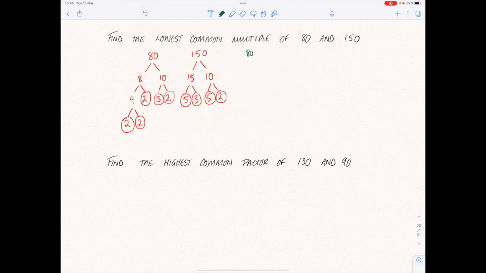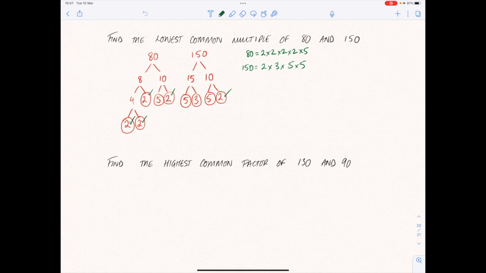Now what I suggest you do is you write out the numbers in order. So 80 is 2 times 2, and tick them off as you go, times 2, times 2, times 5, and then 150 is 2 times 3, times 5, times 5.